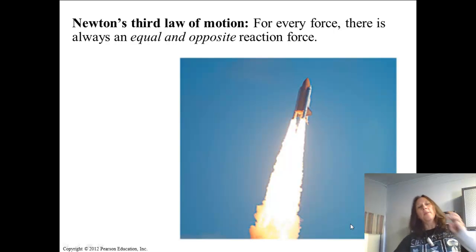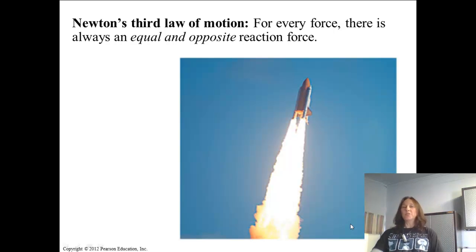So we talked about Kepler's three laws of planetary motion, and now we need to finish up with Newton's three laws of motion in general. So Newton's first law is an object in motion or an object at rest will stay in motion or at rest unless acted upon by an outside force. The other one was relating force and acceleration: F is equal to m times a.